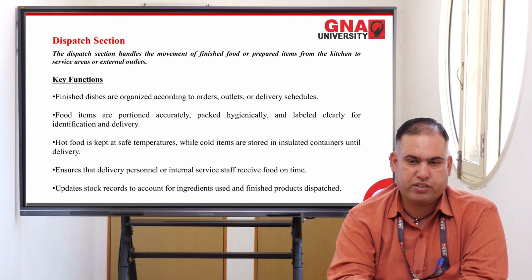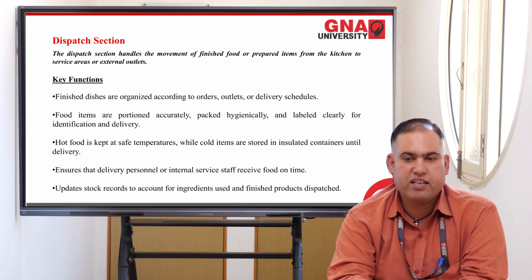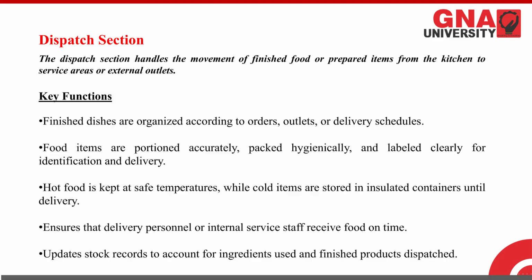Now, the dispatch section. The dispatch section handles the movement of finished food or prepared items from the kitchen to service areas or external outlets. What are its key functions? Finished dishes are organized according to orders, outlets, or delivery schedules. Food items are portioned accurately, packed hygienically, and labeled clearly for identification and delivery.